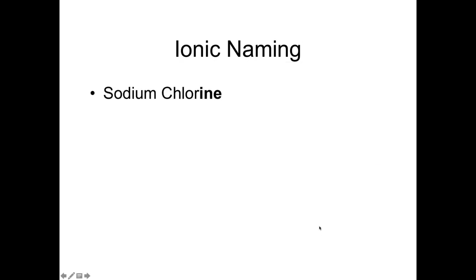Now, with ionic naming, when you bring those two elements together, the metal always gets named first. So if we were bringing sodium and chlorine together, it's always going to be sodium followed by chlorine. Chlorine will never be first. So you're always going to have the metal first. And then to represent that they're bonded together, you change the ine to ide. So sodium chlorine becomes sodium chloride. And then the corresponding formula would be NaCl.